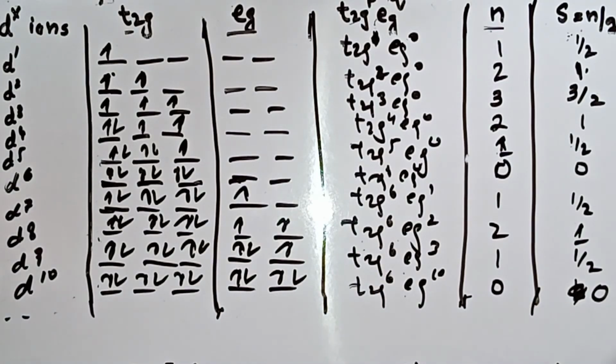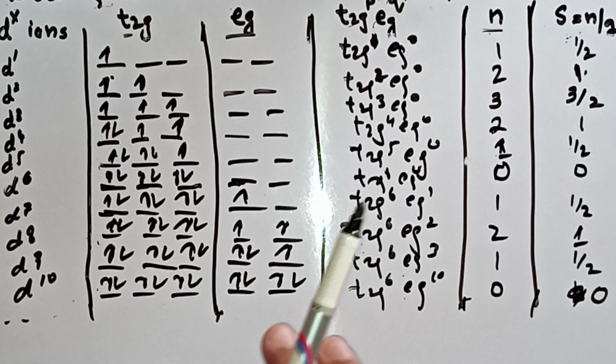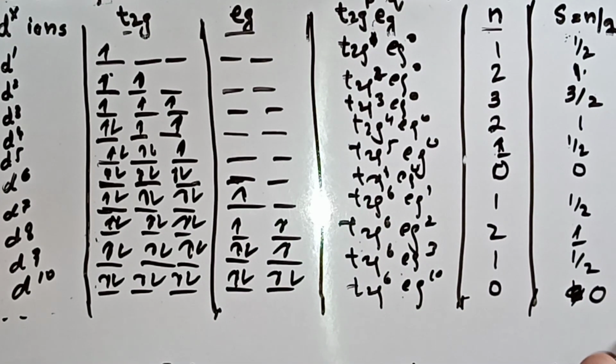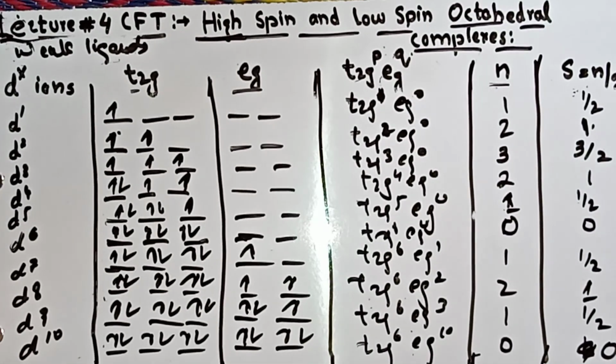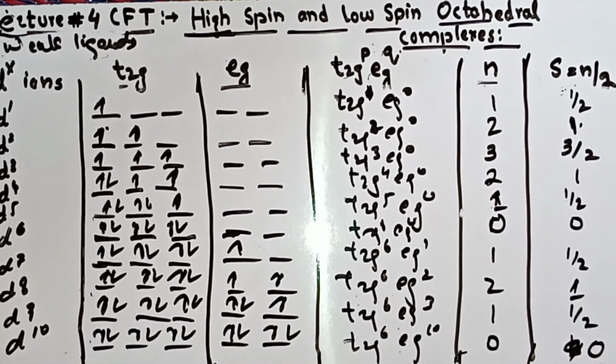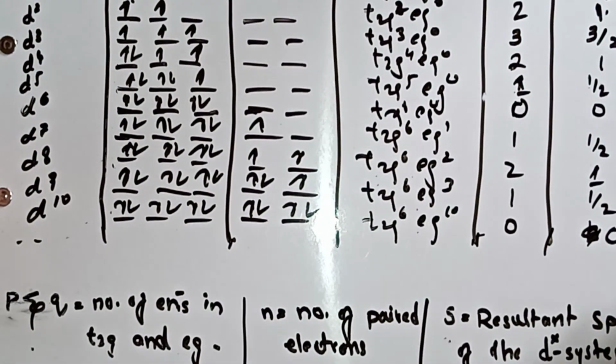These all are about the D systems in octahedral complexes. This is the topic of high spin or low spin in octahedral complexes, or weak ligand and strong ligand complexes. You can also take a screenshot, or you can rewind the video. So this is today's topic.